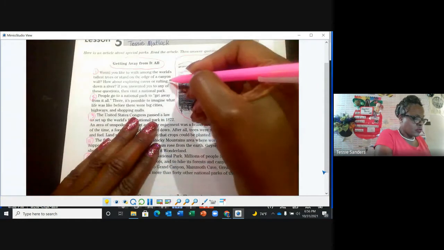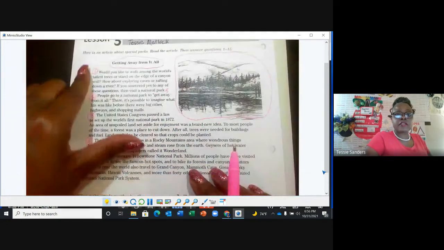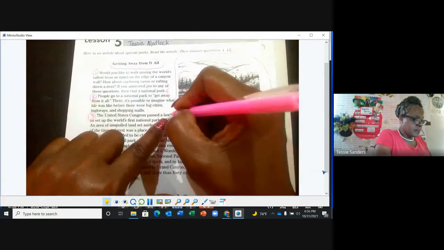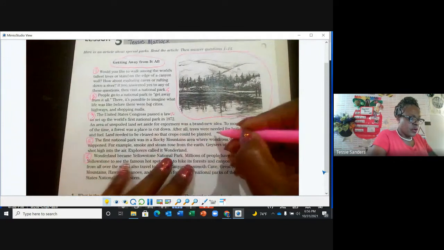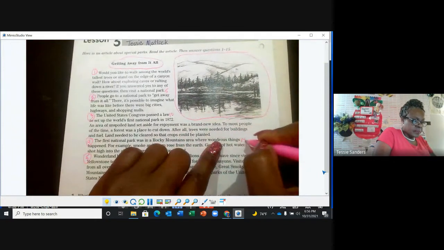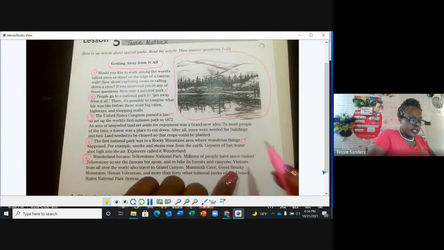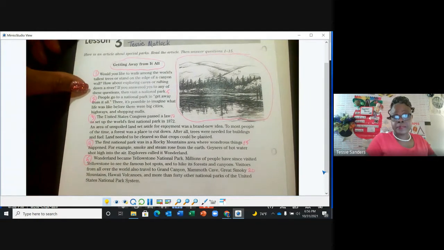1, 2, 3, 4, 5. So we're speeding it up now because this is lesson 3. 1, 2, 3, 4, 10. 1, 2, 3, 4, 15. 1, 2, 3, 4, 20. So there are 22 lines in today's lesson.